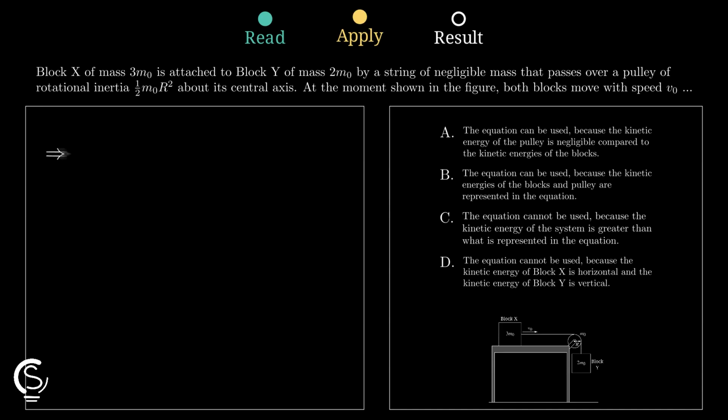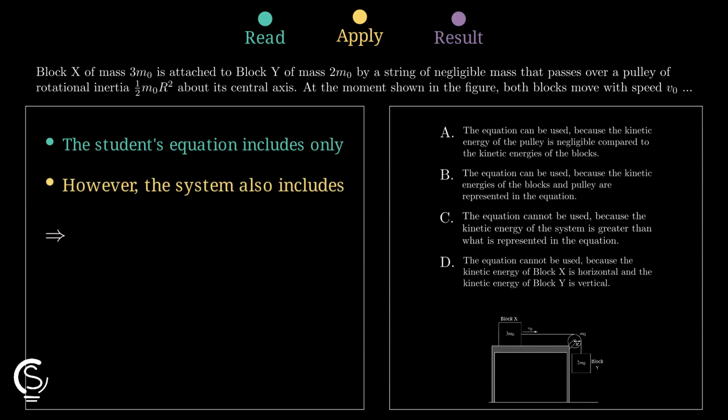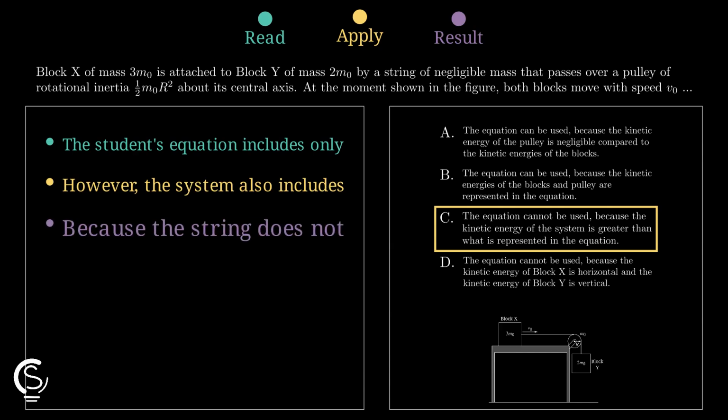But the system named in the problem includes the pulley too, and that pulley has rotational inertia, so if it rotates, it must also have rotational kinetic energy. Because the string does not slip, the block's motion makes the pulley spin, so the total system kinetic energy is larger than the student wrote.